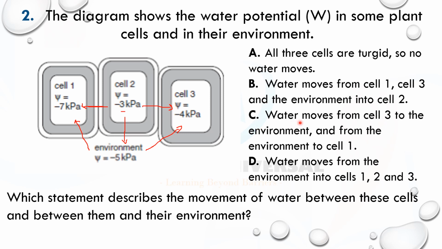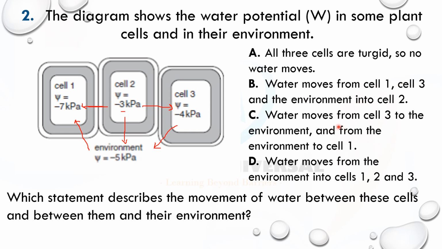C says water moves from cell 3 to the environment and from the environment to cell 1. Let's go from cell 3 to the environment. I think this is correct, guys. Do you know why water moves? Cell 3 has higher water potential because it's less negative. So water moves from cell 3 to the environment.